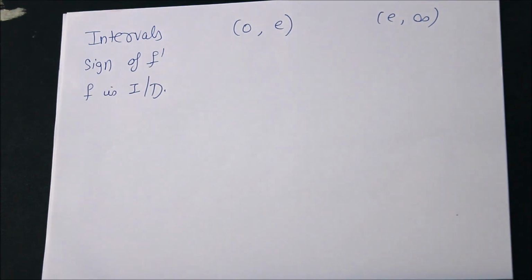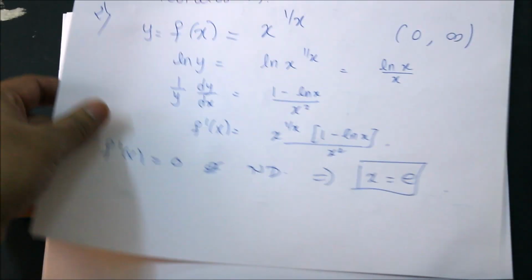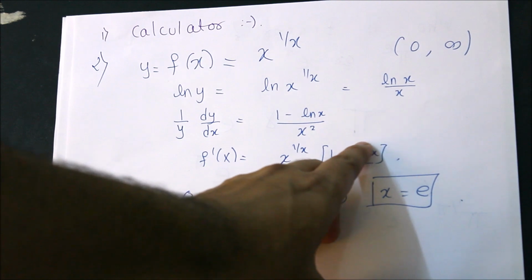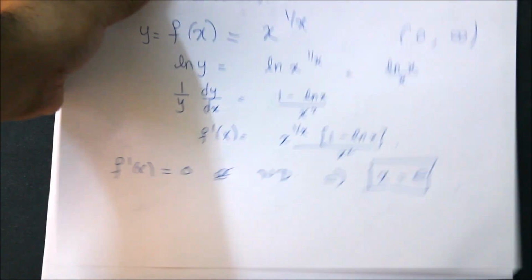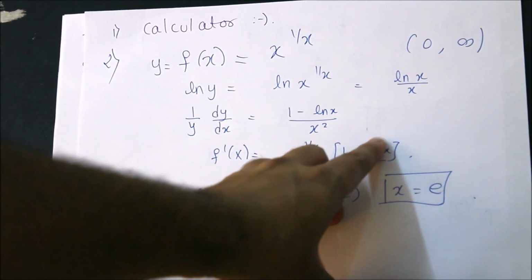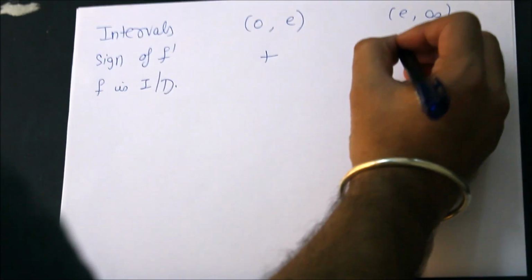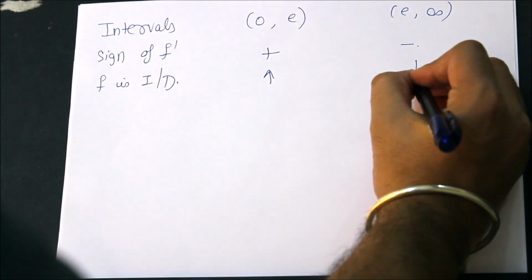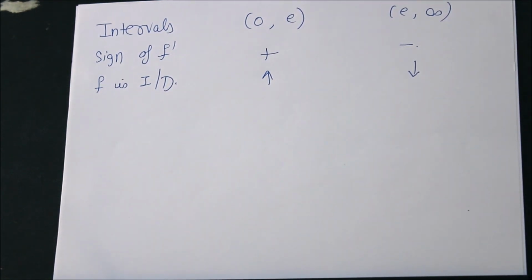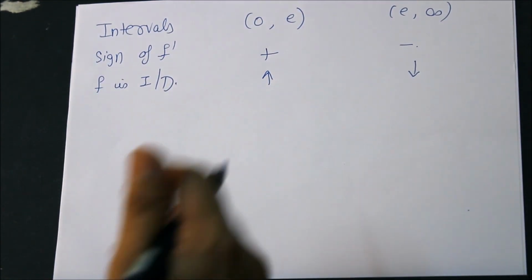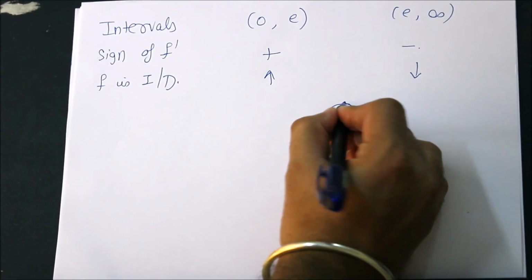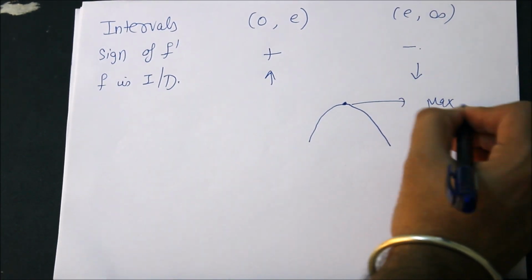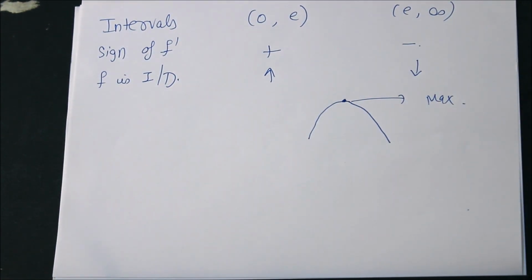Okay, now here what is the sign of the derivative? Whenever your x is between 0 and e, so x is less than e, this term is less than 1 and the rest is everything positive. So therefore f dash is positive. And whenever x is bigger than e, this term is bigger than 1, so this is negative. This means my function is increasing on 0 to e, and on e to infinity my function is decreasing. So it's increasing and then decreasing, so at e you are having the maximum value.